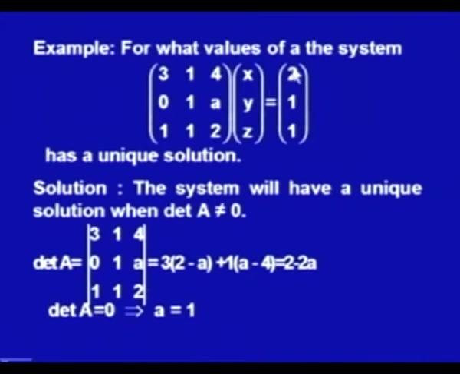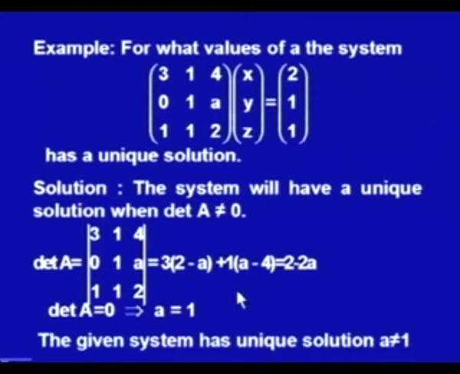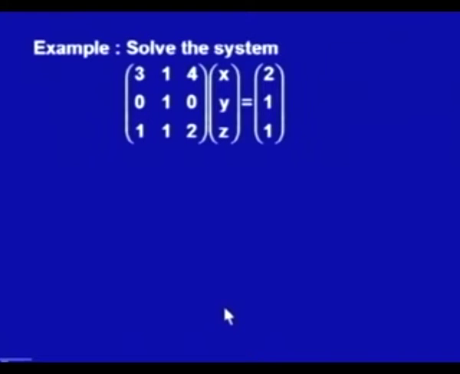So, this system will not have a unique solution when A is equal to 1. For all other values, the system will have a unique solution. So, the given system has a unique solution when A is not equal to 1. This is the conclusion on the basis of this. So, we solve this system when A is equal to 0. I have taken A is equal to 0 in my earlier example.